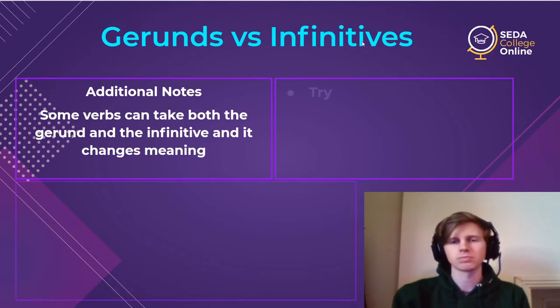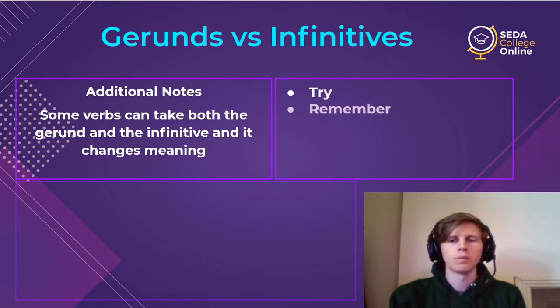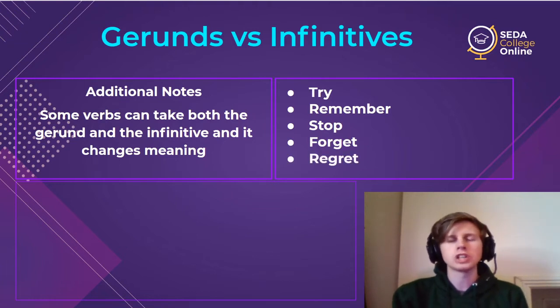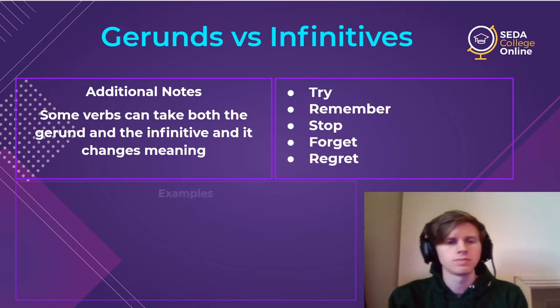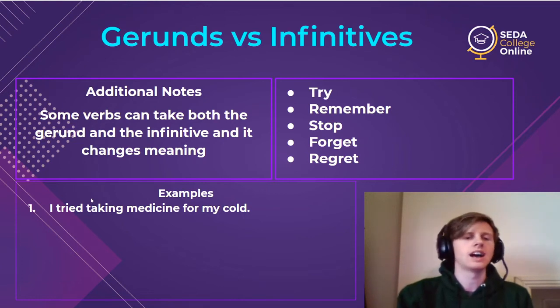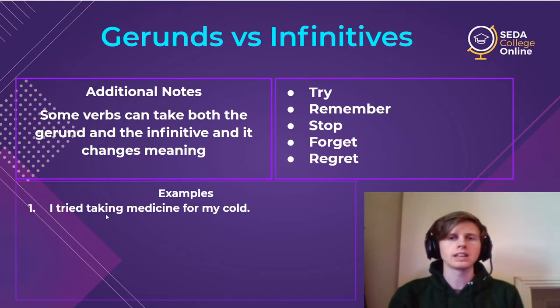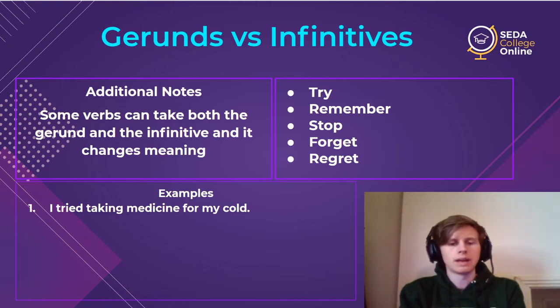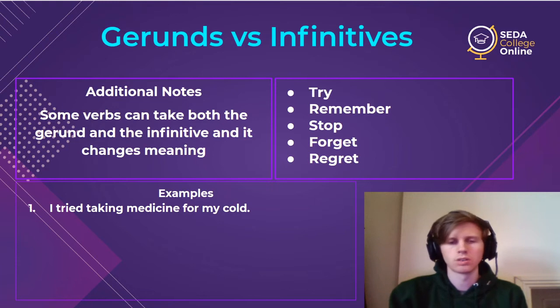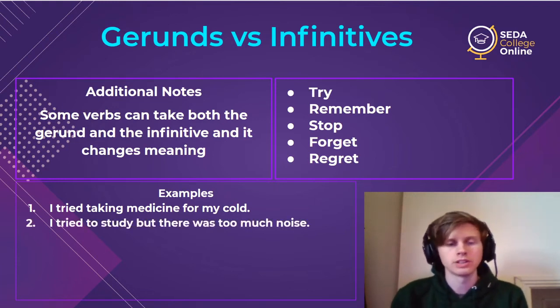It's still a verb. So verbs like try, remember, stop, forget, regret all change meaning depending on if you are using a gerund or an infinitive. For example, I tried taking medicine for my cold. So here we have a gerund. In this sentence, I'm talking about trying something new, a new experience, because I actually have the noun. You're talking about that thing. I tried this. I tried taking medicine for my cold. It didn't work. Or I can use the infinitive.